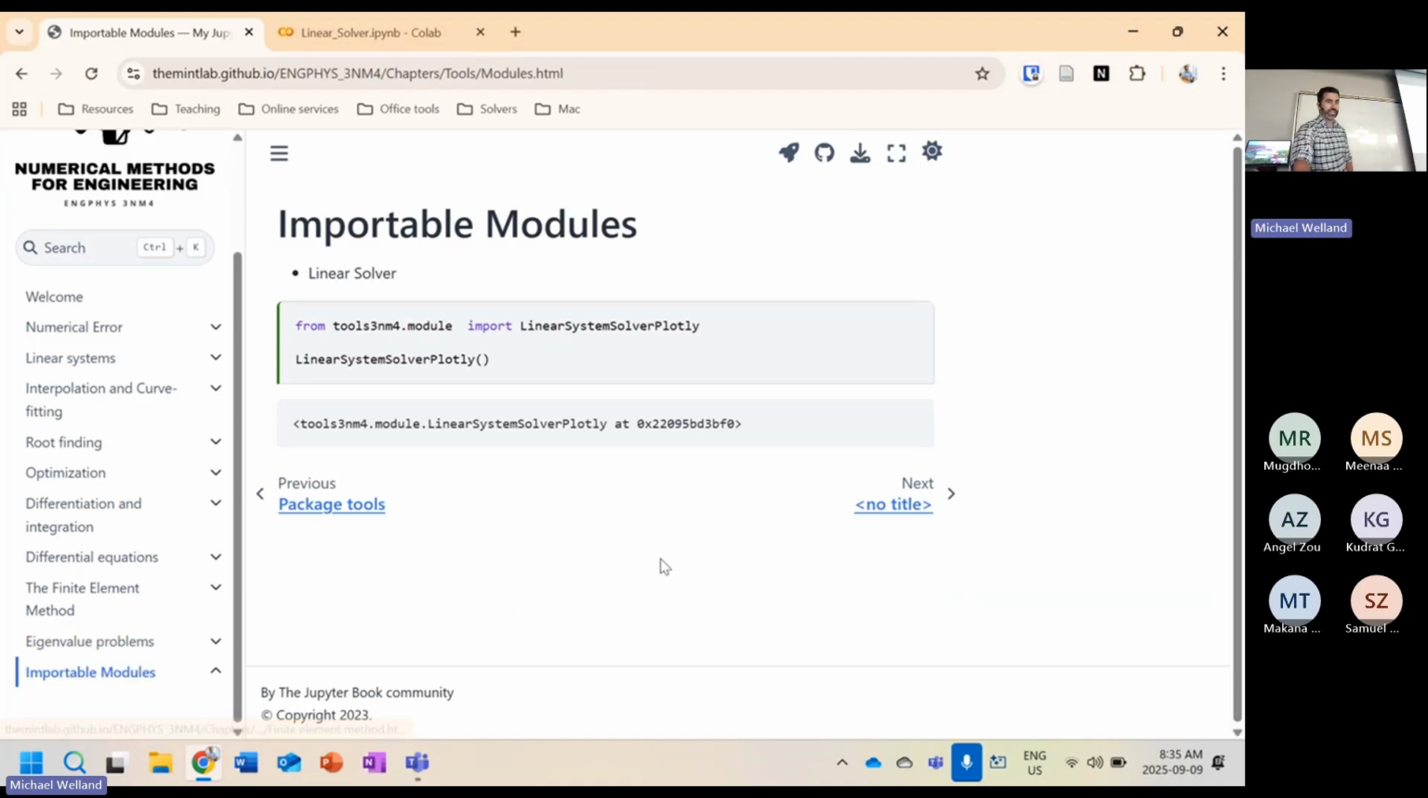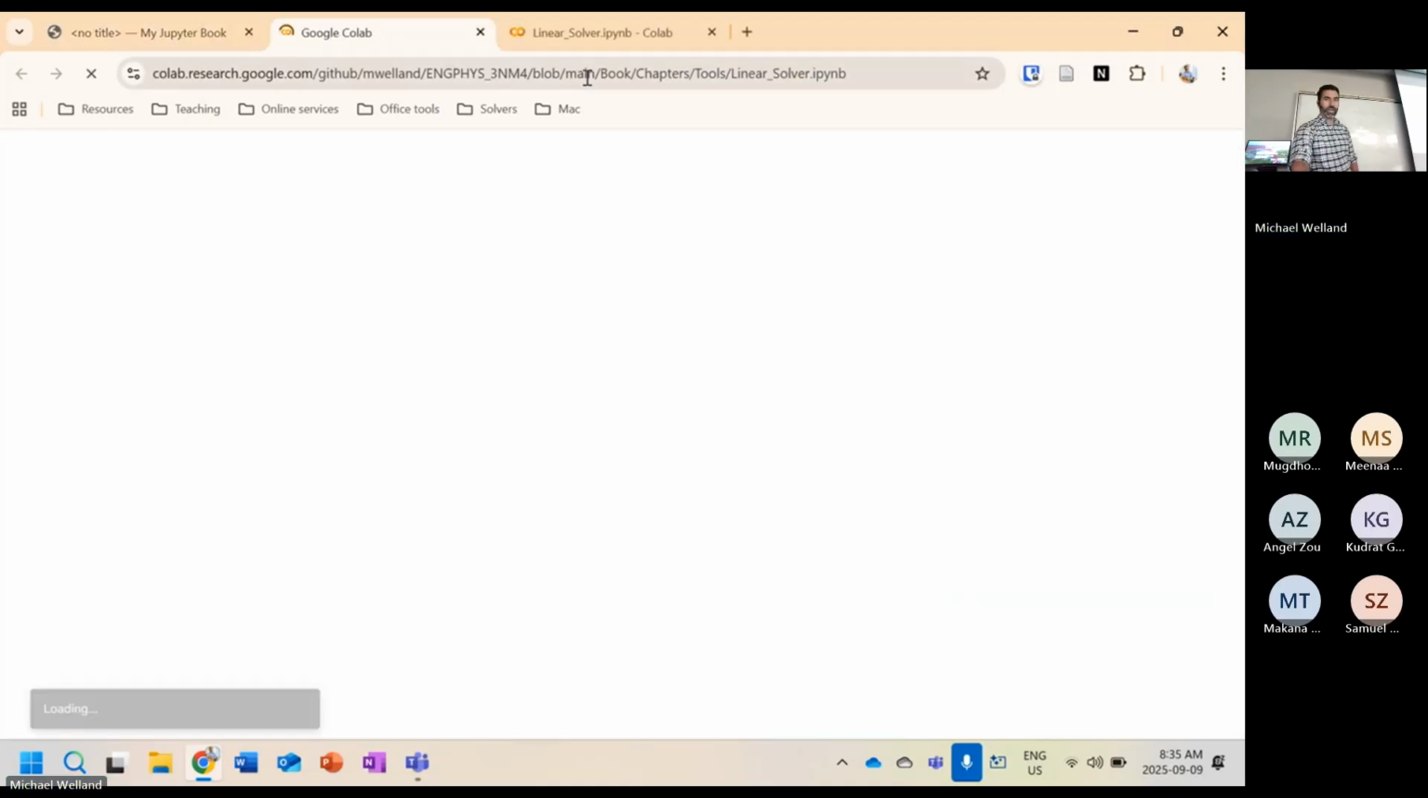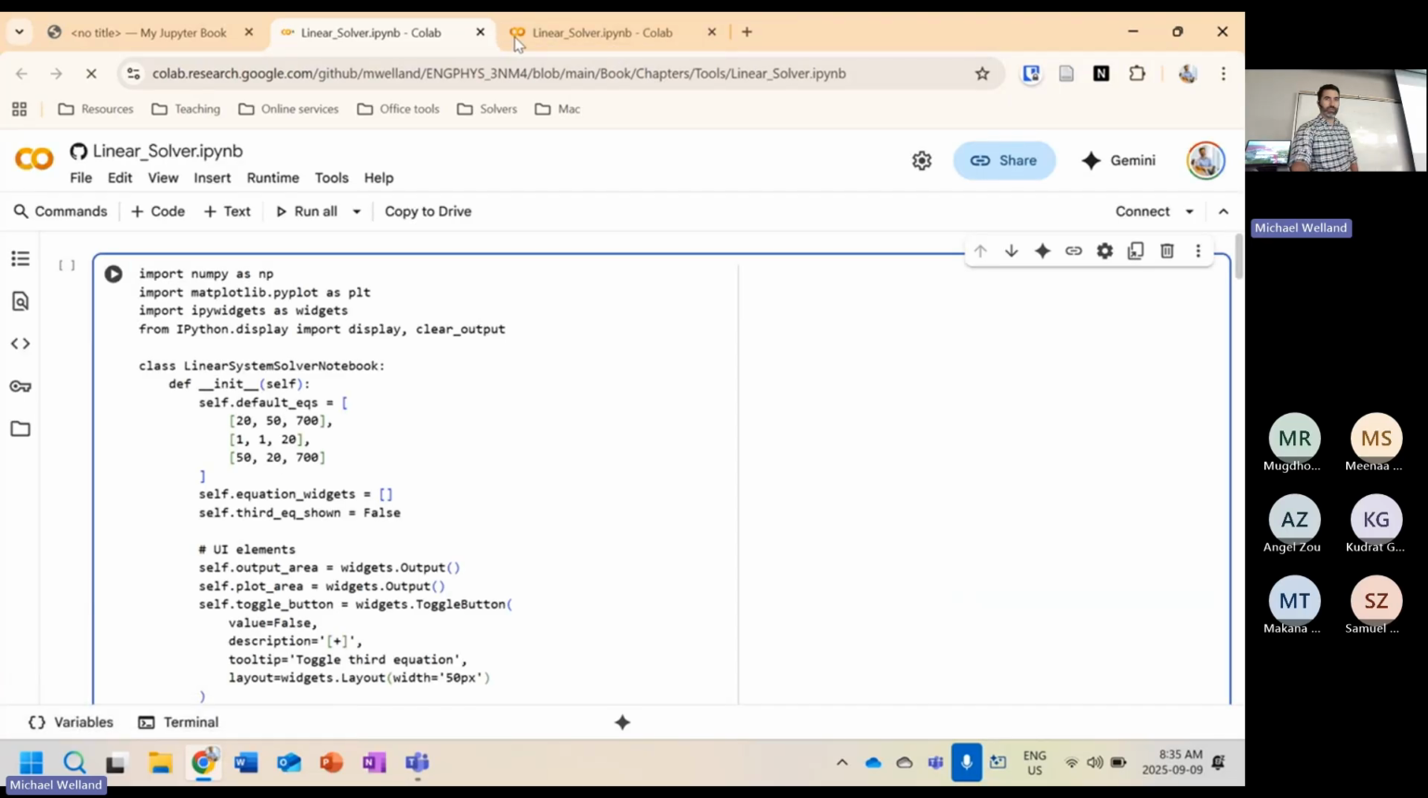I'm trying to get a student in here to help smooth this thing out so that it won't be so janky. But in the meantime, if you go to importable modules, you actually have to go to next, no title, and then you get this. Hit the rocket ship, Colab. It'll whine that it wasn't made by Google, but that's okay.